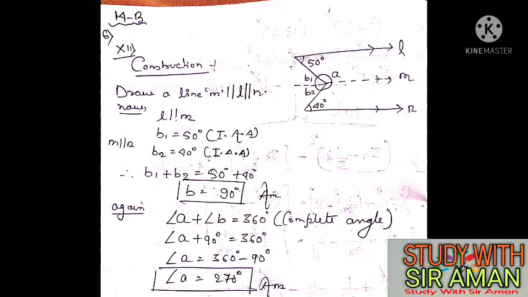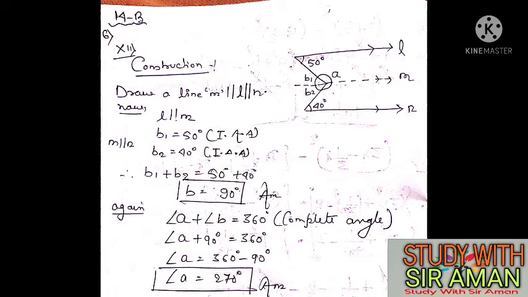So 50 degree and angle B. Check L and M. First two line. Check nicely. 50 degree and angle B1. Both are interior alternate angle. So we can write B1 is equal to 50. Now check line M and N. Last two line M and N. Both are parallel. So 40 degree and B2. They are also interior alternate angle. So if you will plus B1 and B2, 50 plus 40, angle B is 90 degree.